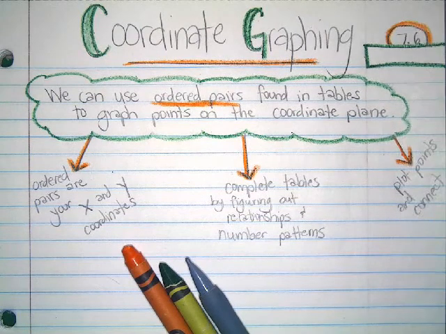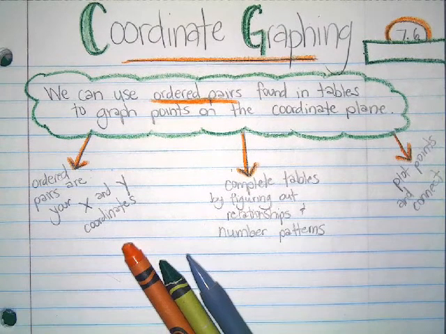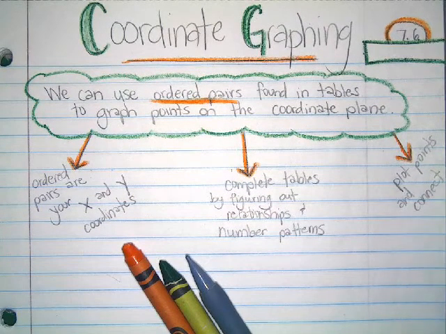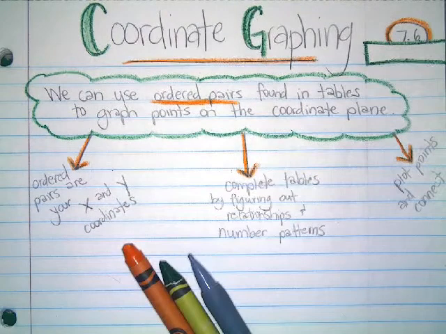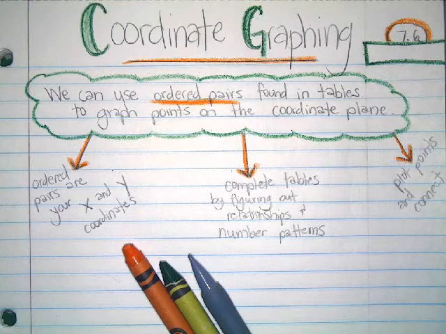This is going to take some time to set up your journal, so go ahead and push pause on the video until it looks like this. So you should have written that we can use ordered pairs found in tables to graph points on the coordinate plane. Put that in a green cloud. Underlining ordered pairs is super important because it's making you remember that those are important and tell an exact location.